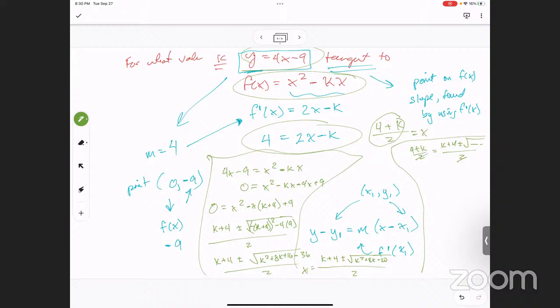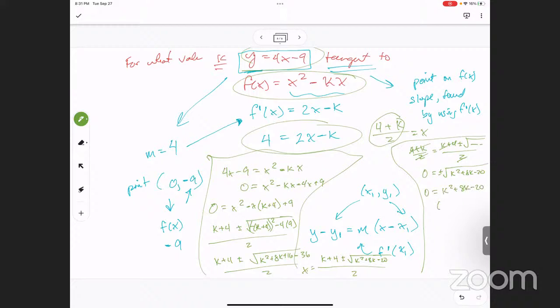Let's subtract k from both sides. Let's subtract 4 from both sides. So that gets rid of that and that. So I get 0 equals plus or minus the square root of k squared plus 8k minus 20. Now I square both sides, because squaring 0 is just going to be 0. So basically k squared plus 8k minus 20 equals 0.